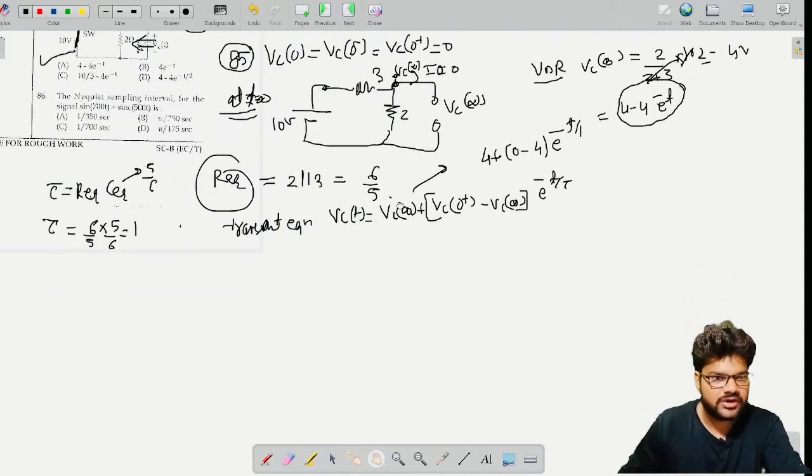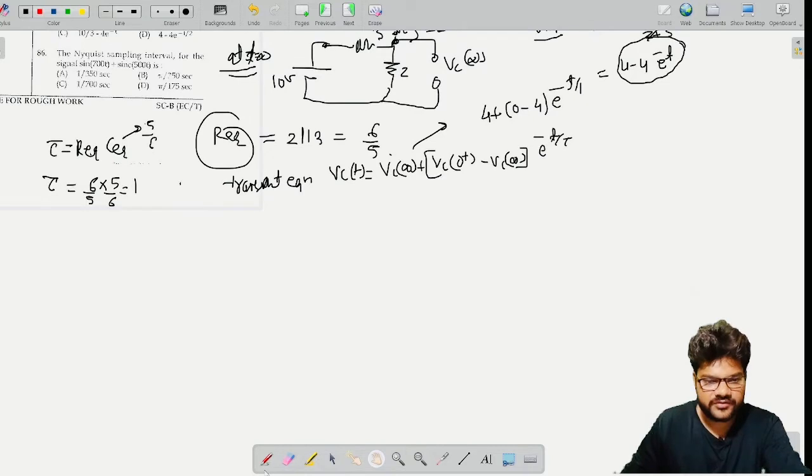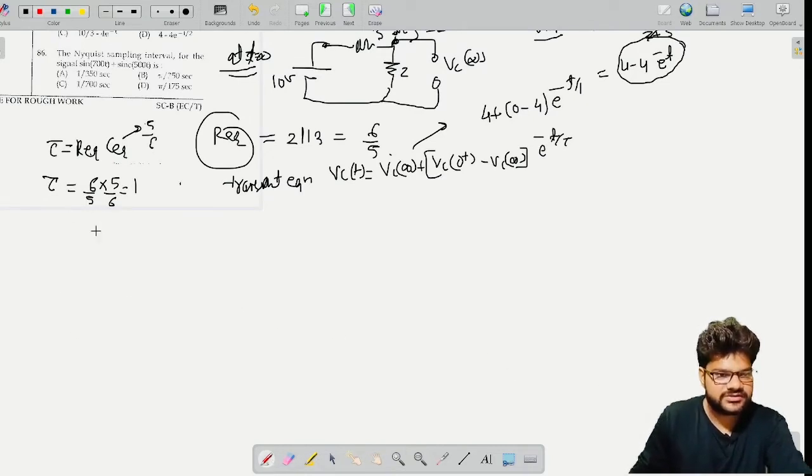Now let's go to the next and last question from this slide, that is question number 86. Question number 86 is from the communication system, sampling topic, and we are asked the Nyquist sampling interval. Before that we should find the Nyquist rate or Nyquist frequency. So Fs is 2 times the maximum frequency component, right? From this we will find out the Nyquist interval also.